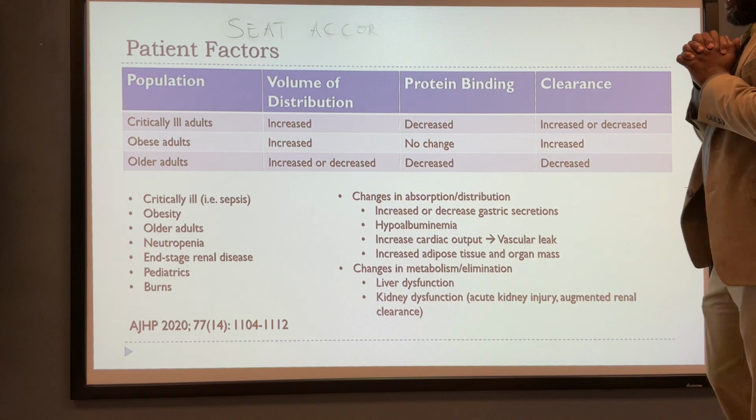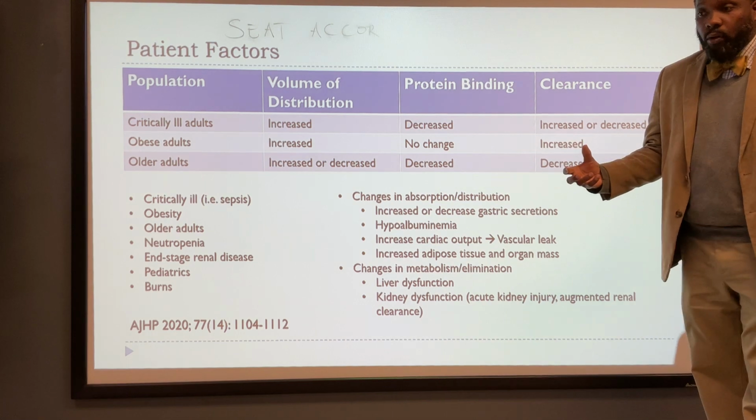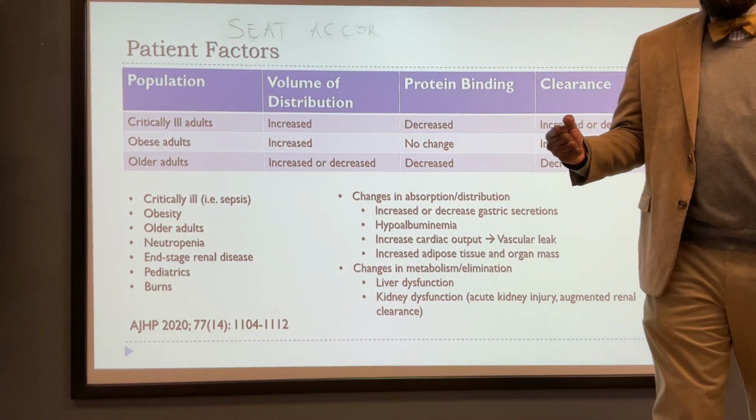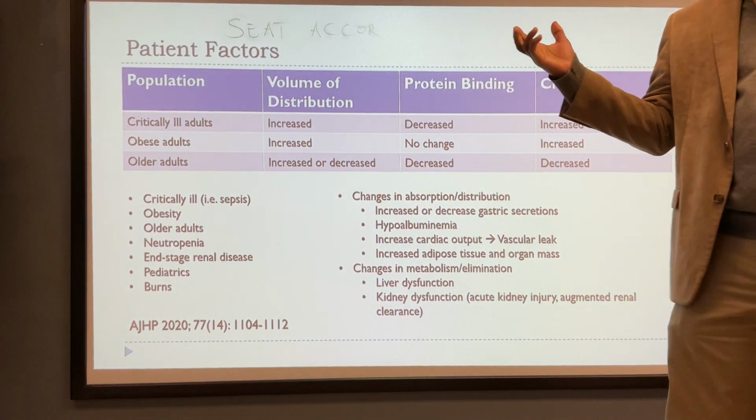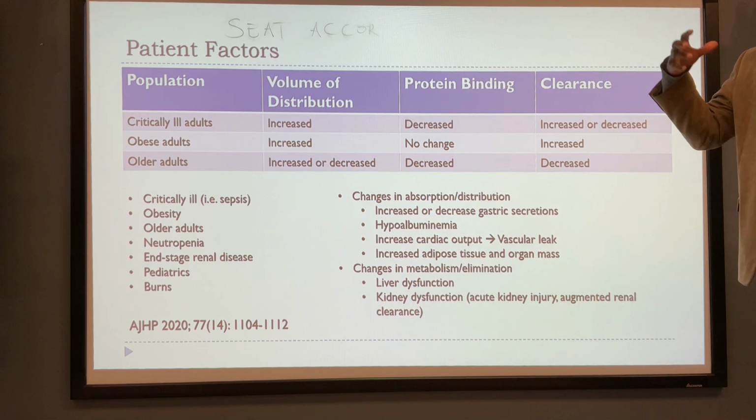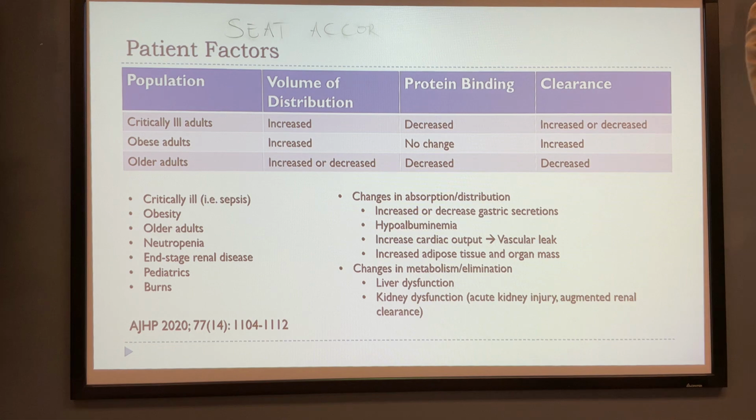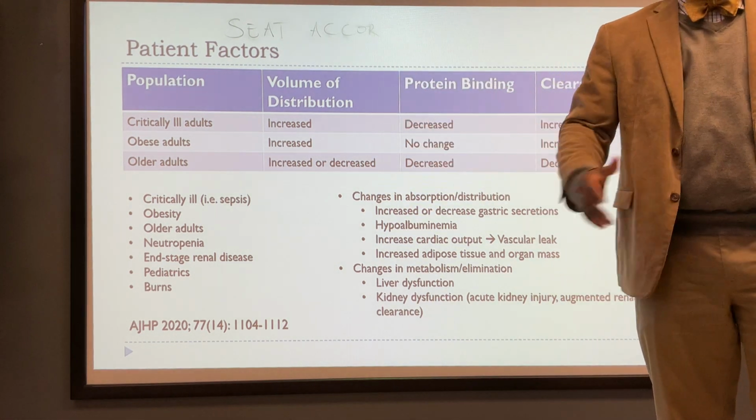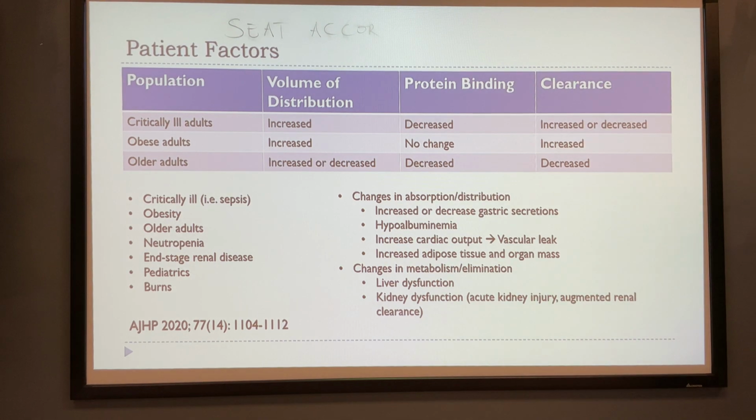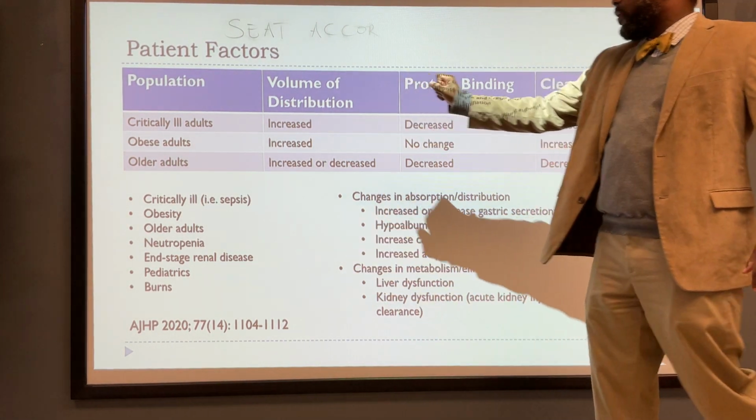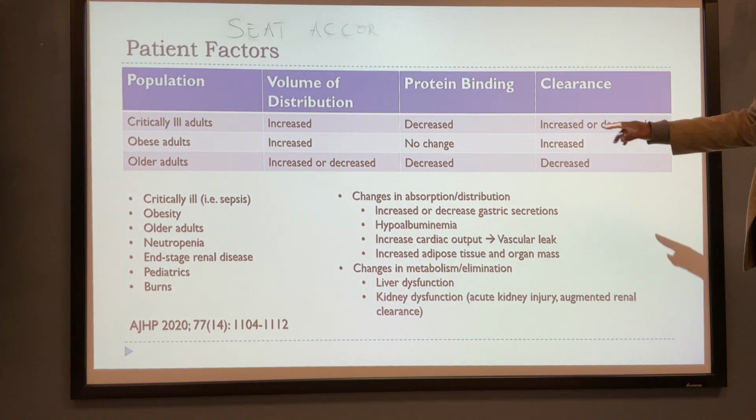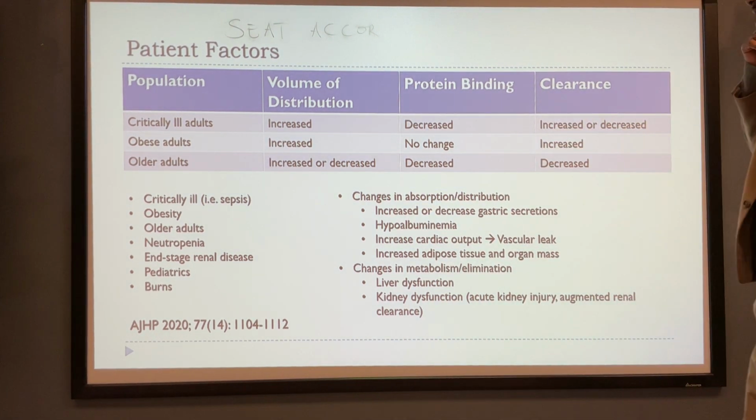You probably haven't talked about geriatrics much, but normally you say older adults are 65 and up. Of course, someone 65 to 70 is different from 85, right? So just because they're greater than 65 doesn't mean that you're going to see the same changes. You may see an increase or decrease in volume of distribution, but you see a decrease in everything else.